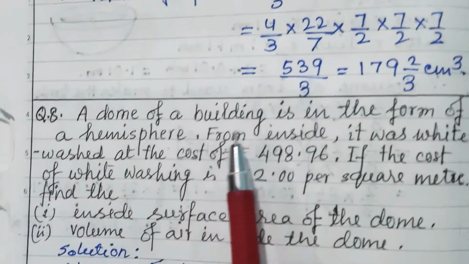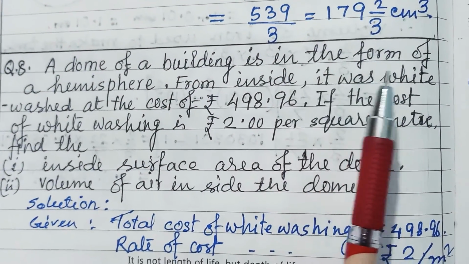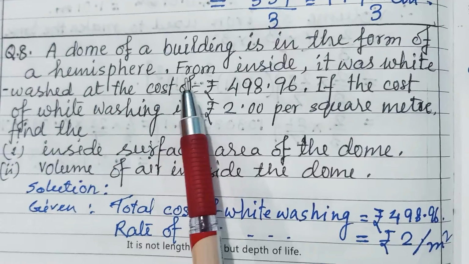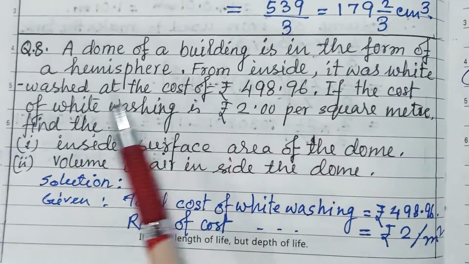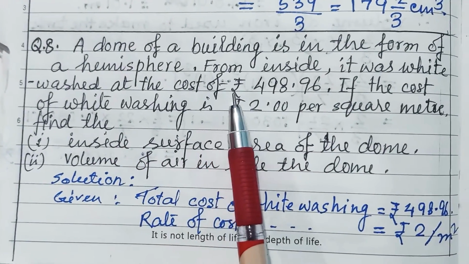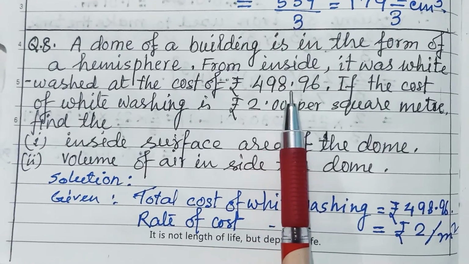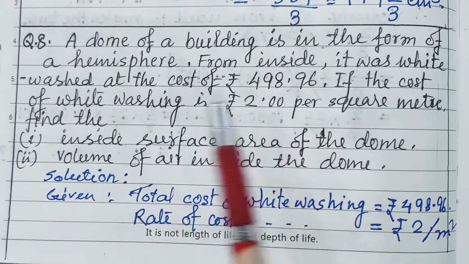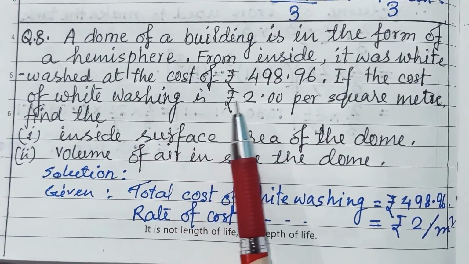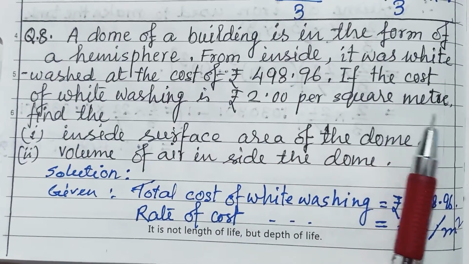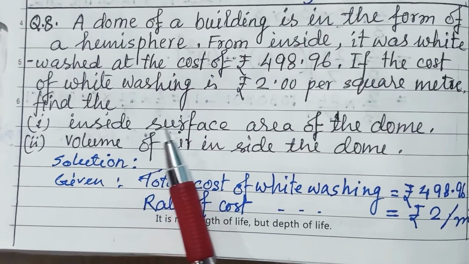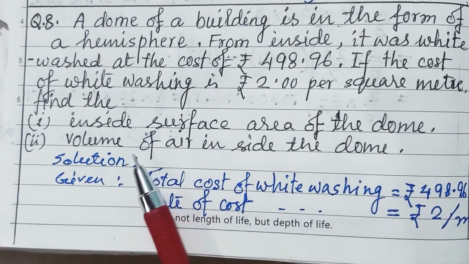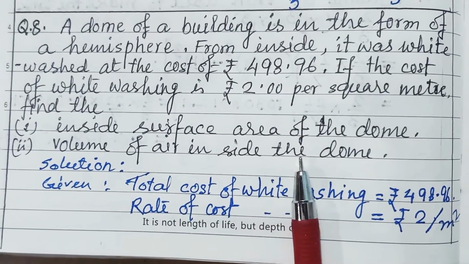Next question number 8. A dome of a building is in the form of a hemisphere. From inside it was whitewashed at the cost of rupees 498.96. If the cost of whitewashing is rupees 2 per square meter, find the inside surface area of the dome and the volume of the air inside the dome.